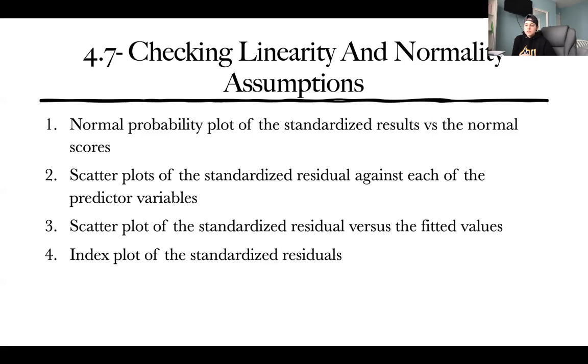The next part is the scatter plot of the standardized residuals against the fitted values. This plot should yield a random scatter of points as well, as the standardized residuals are uncorrelated. And then our last one is the index plot of the standardized residuals. This displays standardized residuals versus the observation number.